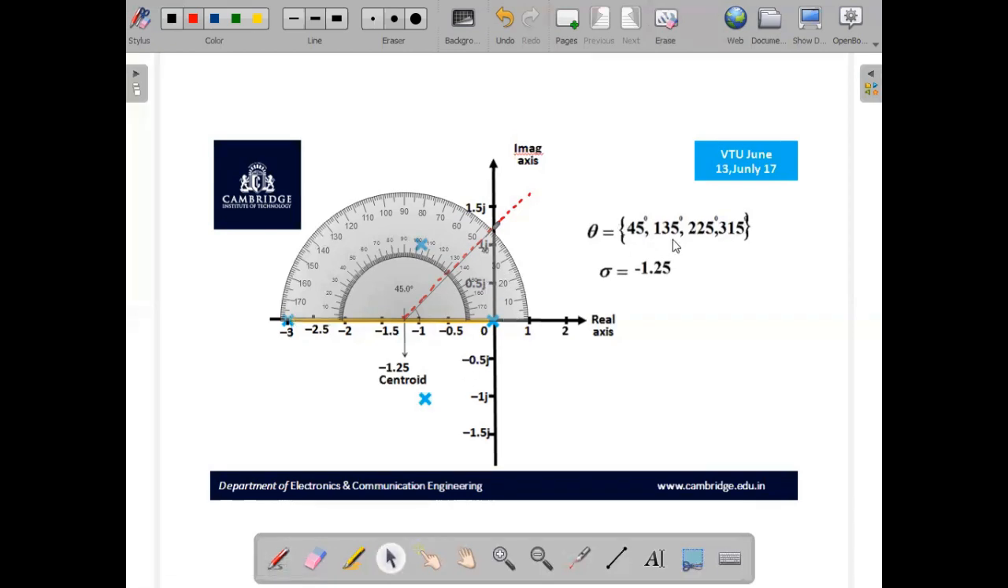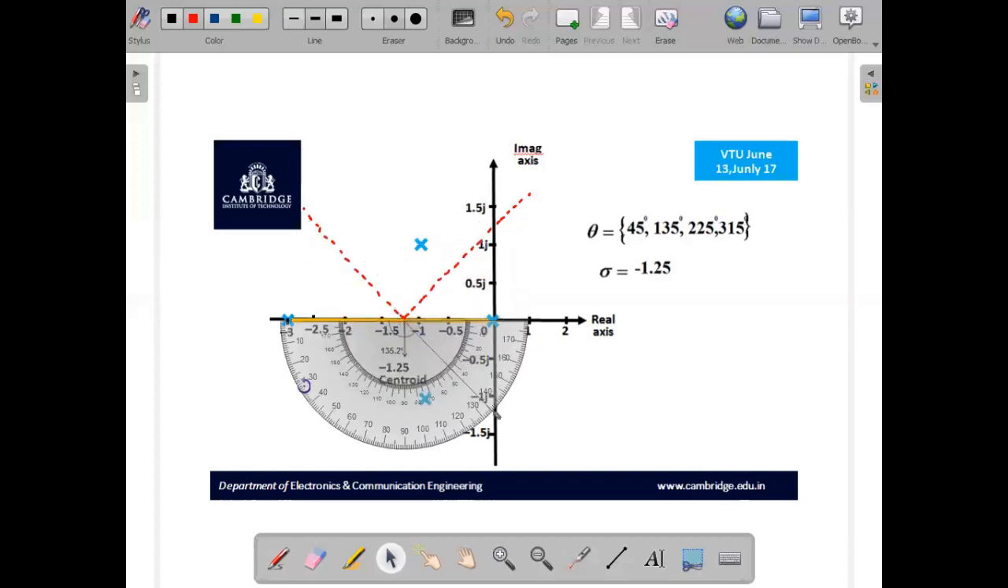Then the second angle of asymptote is at 135 degree. Let us mark 135 degree. This is exactly 135 degree. Let us mark the second angle of asymptotes exactly at 135 degree. Let me invert the protractor and let us mark 225 degree.